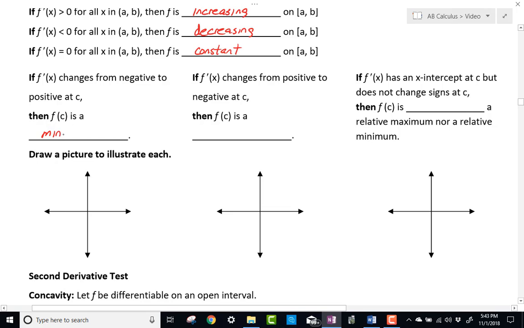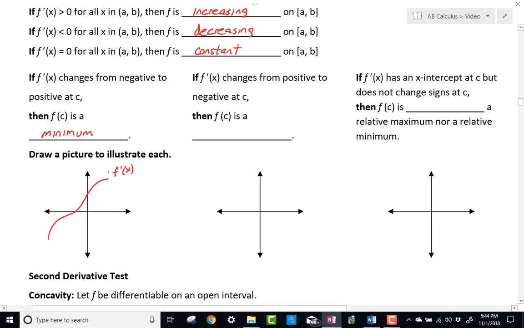Now I'm going to draw a picture of what this looks like. Minimum. So we're going to draw a picture of f prime of x changing from negative to positive. So here's f prime of x. It's coming up, something like this, and it changes from negative to positive. And I'm going to call that f prime of x.